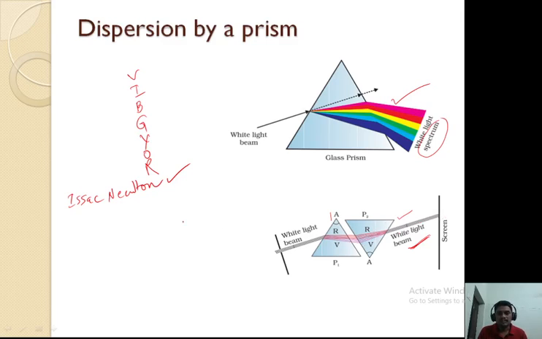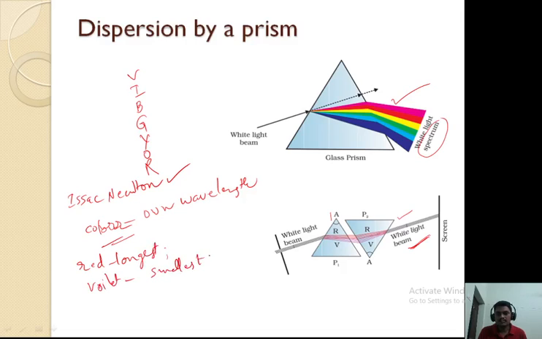We know that each color has its own wavelength. Different colors have different wavelengths. Red color has the longest wavelength, and violet has the smallest wavelength.